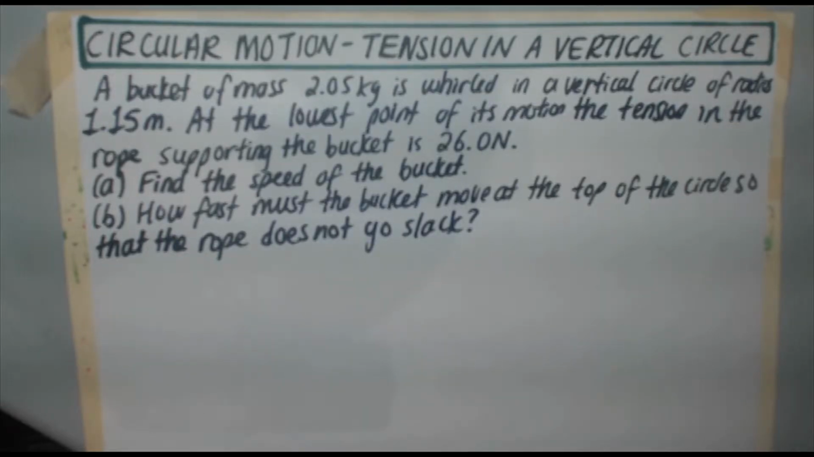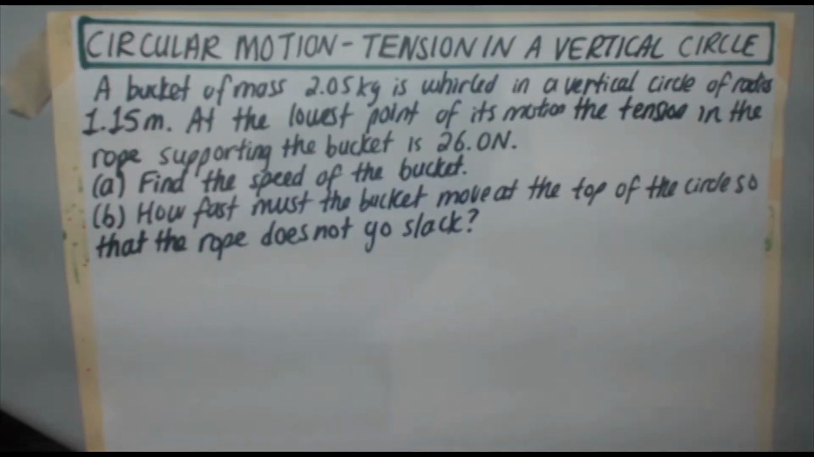So this video number 78 is actually quite similar to what we did in video 76. We were also using a vertical circle and a ball being whirled in a vertical circle. Here it's a bucket. Same idea. It's just a mass at the end of the string. The difference was, in video number 76, we were given the speed and we had to find the tension. In this question, we were given the tension, we have to find the speed at various points.